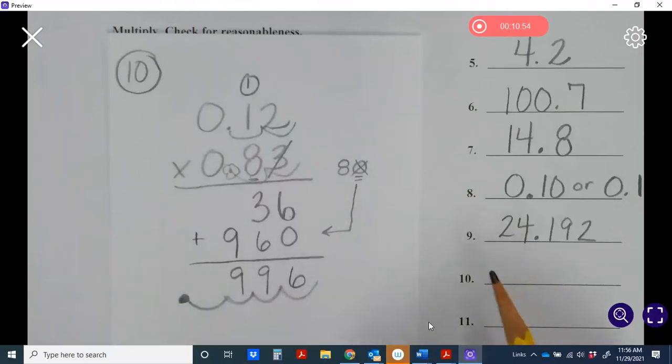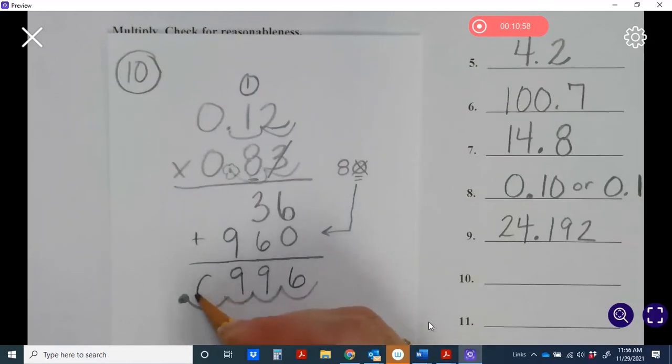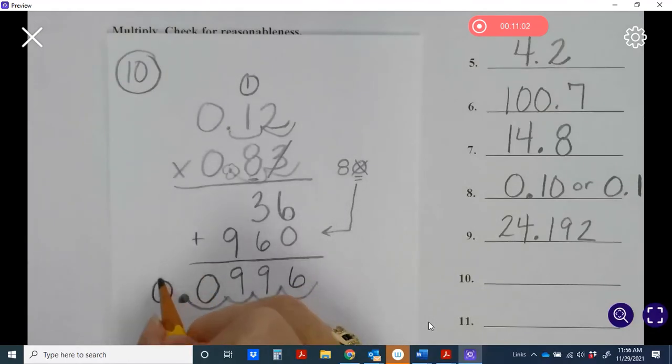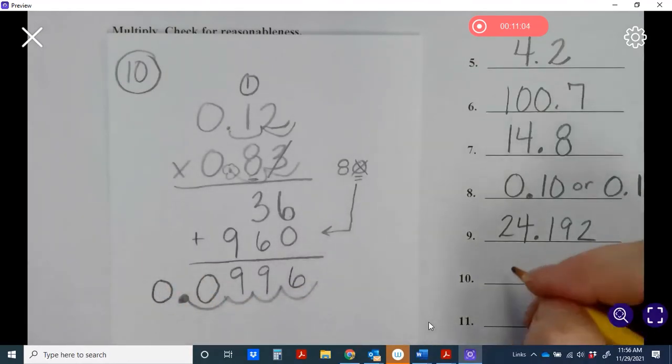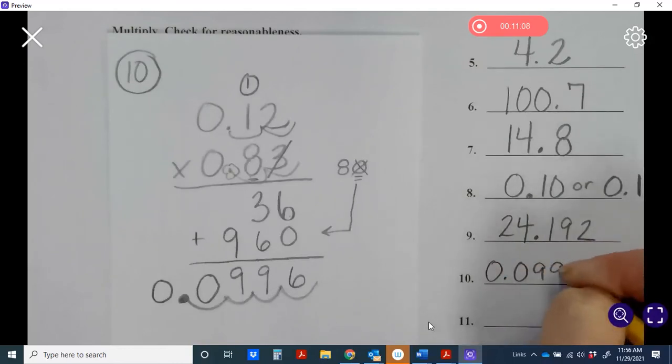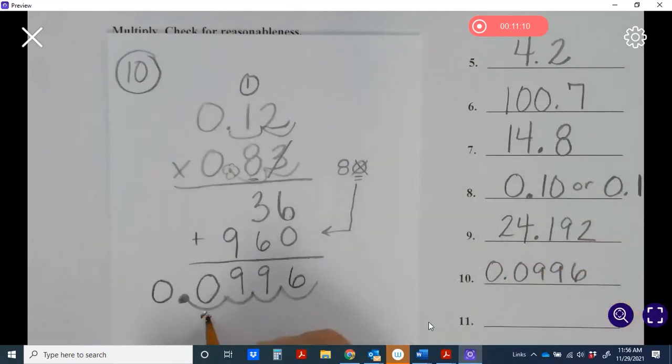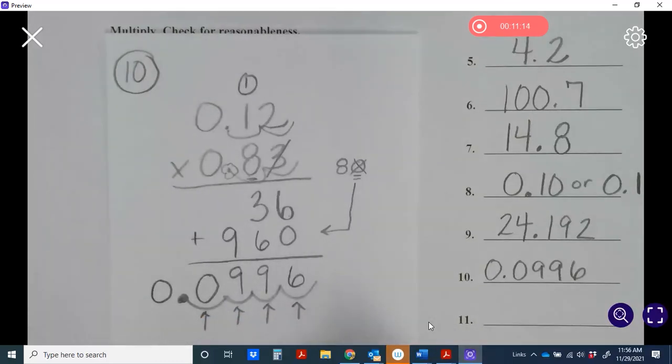All right, so with this empty space here, I need a placeholder, which is a 0, and I'm also going to put a leading 0 here. So we have 0.0996. This is tenths, hundredths, thousandths, 10 thousandths. So 10 thousandths, okay? So 996 10 thousandths.